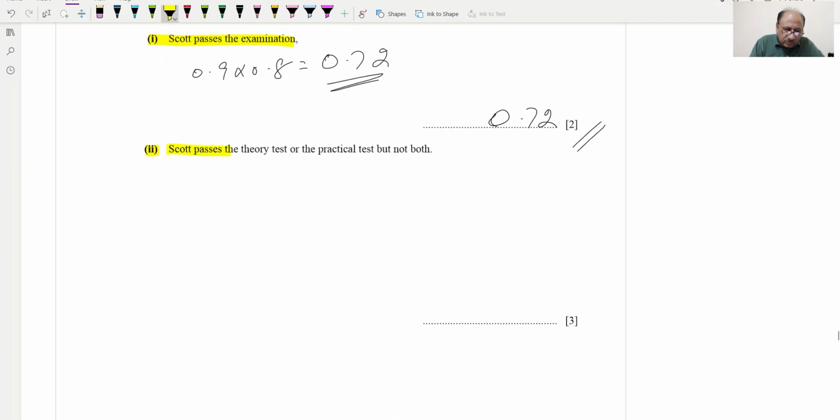And second part, Scott passes the theory test or the practical test, but not both. So one of them passes. If theory passes, it will be 0.9, and practical not pass, so it will be 0.2 remaining probability, and plus if theory not passed will be 0.1 and practical pass will be 0.8.